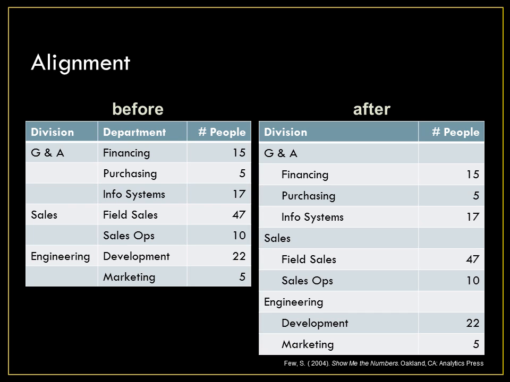For most people, the alignment in the new version, on the right side of the page, works better than in the original version in communicating which departments belong to each division. In the new version, the components of G&A, which are financing, purchasing, and info systems, are now aligned clearly under G&A.